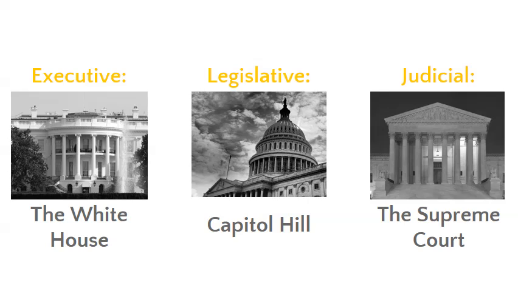To kind of show off each branch here, we have the executive branch, which is popularized by the White House. That is the center of the executive branch in the United States. Hasn't always been that way, hasn't always been there, but it is now. When we talk about the legislative branch, we're talking about Capitol Hill, we're talking about the Congress, and the judicial branch, the Supreme Court, is kind of their headquarters.